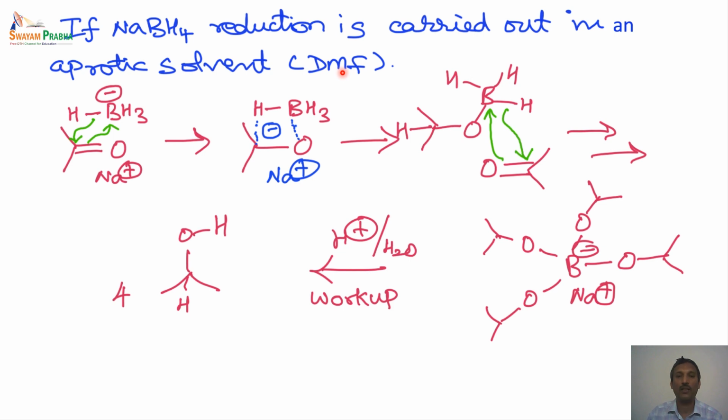So the reaction mechanism differs from the protic solvent case. In the protic solvent, the oxygen takes the negative charge in the first step addition. When the hydride is added in the first step, the second step is simply the protonation of this intermediate. But in the case of DMF, an aprotic solvent, the reaction proceeds through a different mechanism.